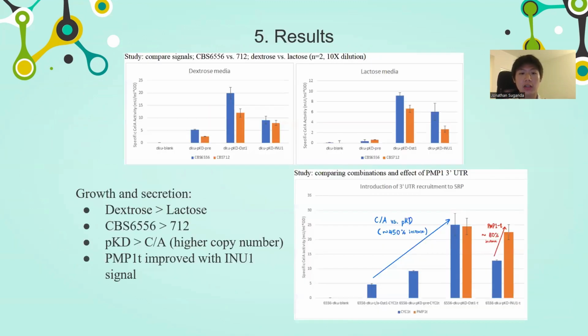Our results show that growth and secretion of CelA is generally better in dextrose than lactose and in strain CBS6556 rather than 712. By picking the strongest signals, we also tested for the pre-recruitment of SRP. It showed that PMP1T gave a great increase in the INU1 signal, of about 80%, while not affecting OST1. We also observed that plasmid origin affects our strongest signal, OST1, where pKD, which has a much higher copy number than CEN/ARS, resulted in greater secretion, close to a 5-fold increase.